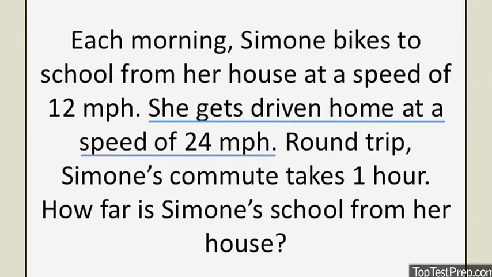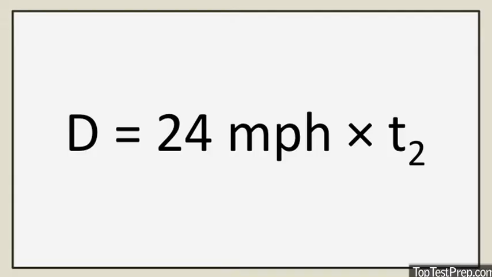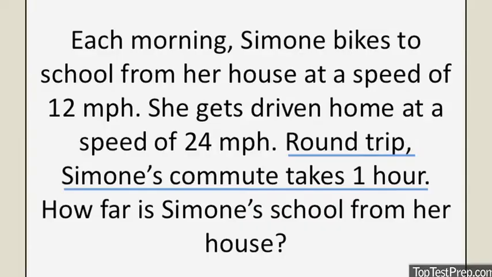Next sentence. She gets driven home at a speed of 24 miles per hour. Plugging this into our formula, we have D equals 24 miles per hour times T2, where our rate is 24 miles per hour, our distance is D, the same distance to and from school. So D is the same in both equations. And the time it takes to get home from school in a car is T2. We have these two formulas, and we're going to have to work with them a bit in order to calculate D.